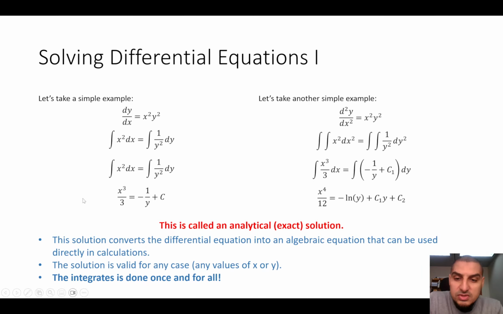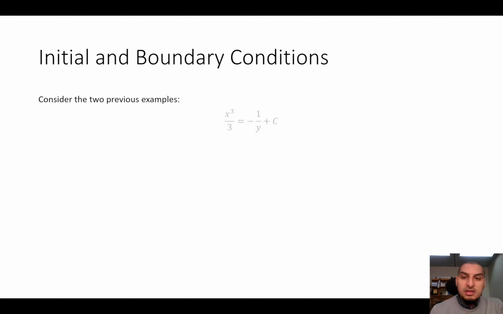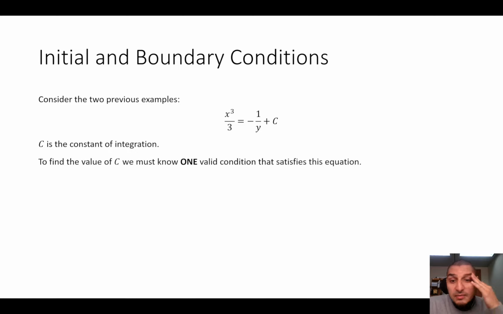Now comes a question: how can we get these constants, C1 or C2? To get these constants, we need some information about the system that we know beforehand, and this information is what we call the initial or boundary conditions. For the first case, C is the constant of integration, and to find C we need one valid condition. So we know, for instance, when x equals, let's say 1, y equals 2. So in this case we know a value of x and y that satisfies this equation, and from this we can calculate the value of C.